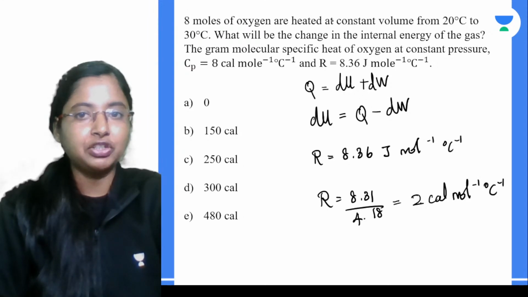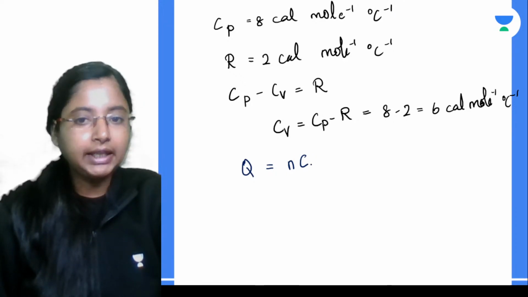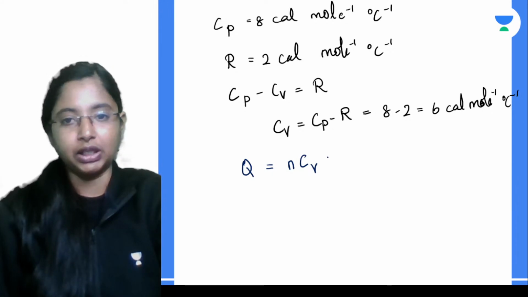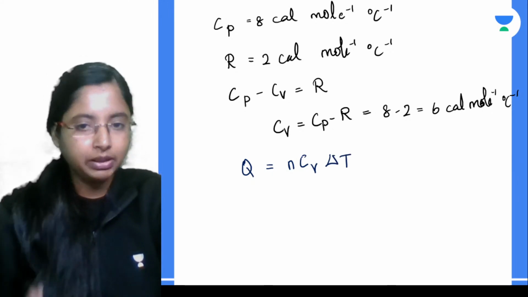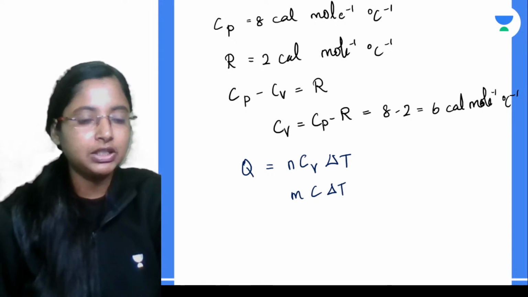8 moles of oxygen is heated at constant volume. Okay, specific heat at constant volume. You have to use specific heat at constant volume over here, times temperature. The actual formula is the heat supplied is the mass times the specific heat times the temperature difference. What is the change in temperature?